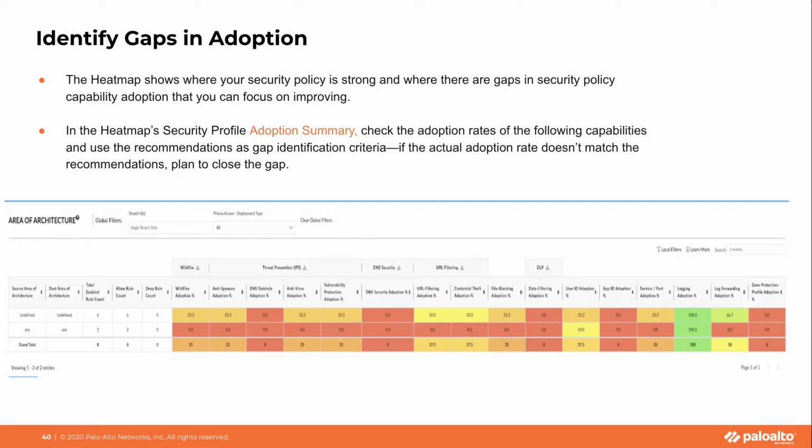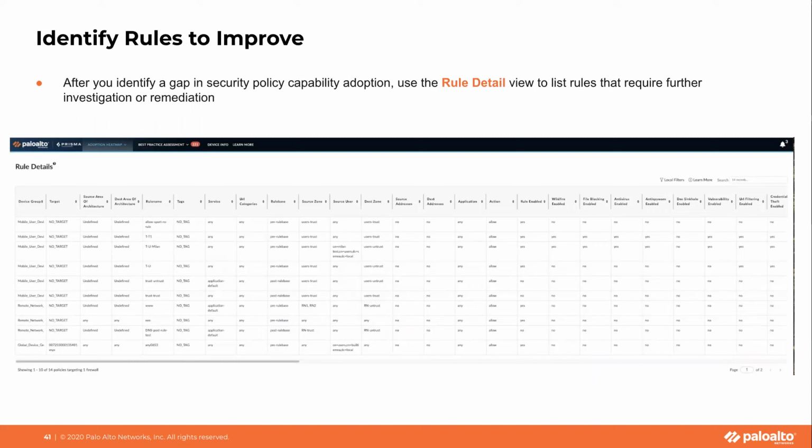Identify the rules to improve. After you identify the gap in security policy, use the rule detail view to list rules that require further investigation. Or you can configure the column filters here. Use the filters on your report to match the gap identification criteria.